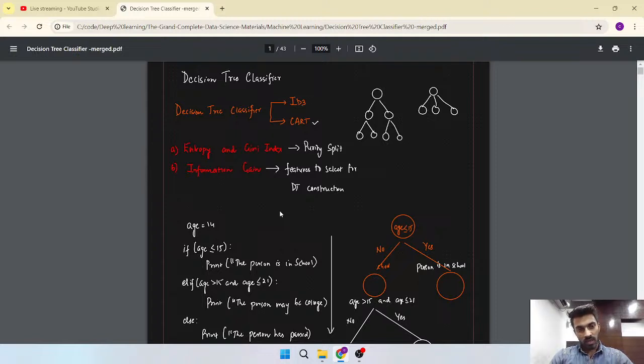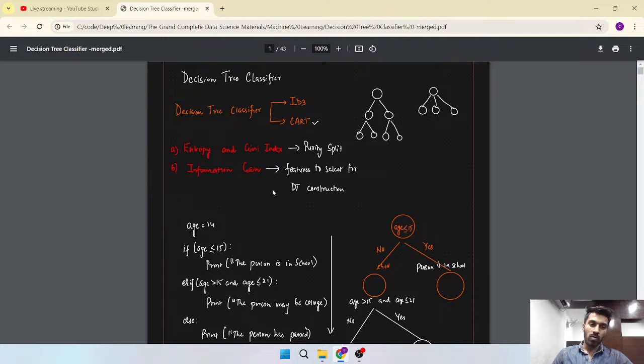Firstly is entropy, also known as randomness, and the second one is Gini index basically. Let's see the formula of entropy and Gini index. And the third one is information gain, used to select the feature for decision tree construction. So information gain is also used to decide which features we have to select. So let's see how entropy, Gini index and information gain work.